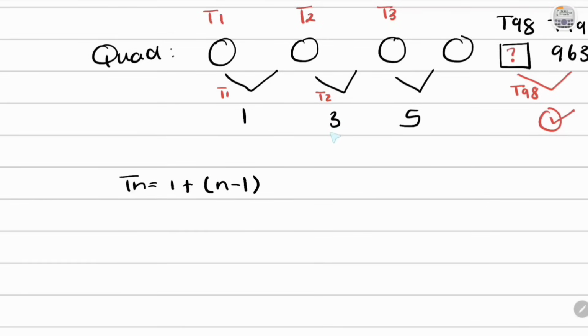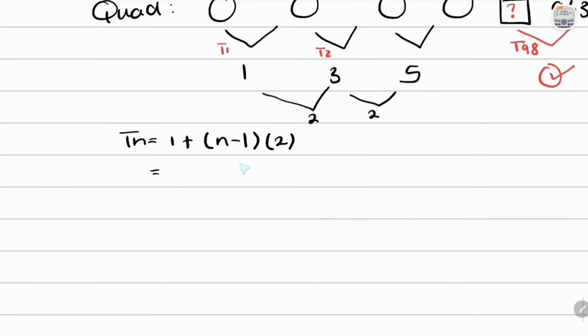Now you can see the difference. If you say 3 minus 1, you get 2. 5 minus 3, you still get 2. So the difference is 2. And then simplify this further, we can just start here by saying 2n, and then minus 2, and you still have your positive 1. So the Tn formula is 2n minus 1.